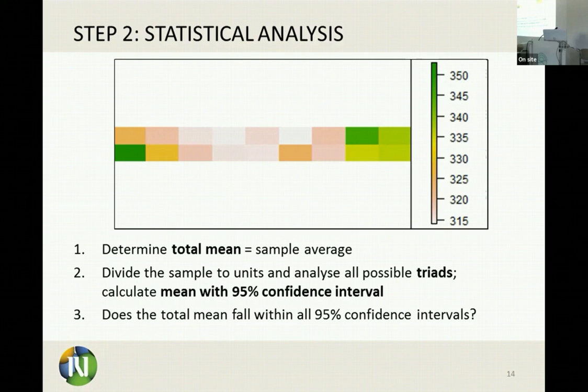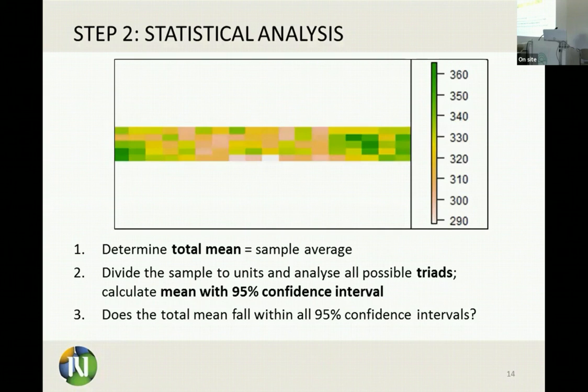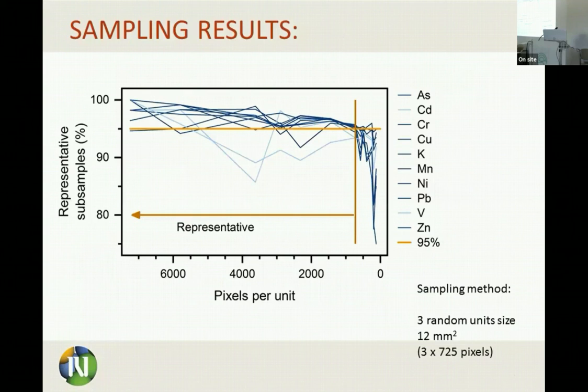And we conducted the analysis on different unit sizes, smaller and smaller. Here we can see the results for all measured elements. With the decreasing of subsample size, the number of representative subsamples also decreases. And since we set the limit to 95%, the smallest representative subsample size was 3 randomly chosen units with 12 square millimeter size.